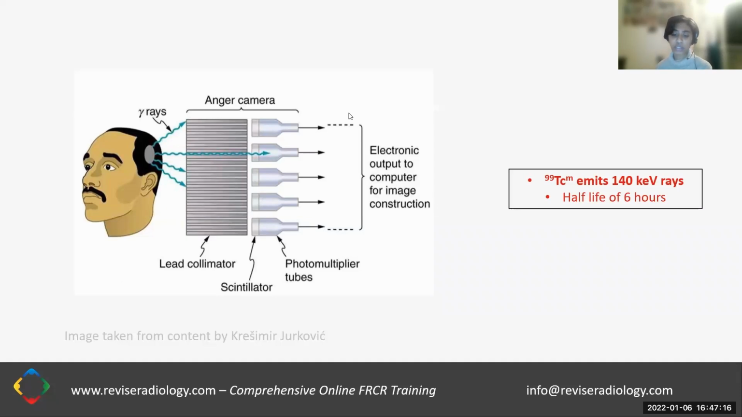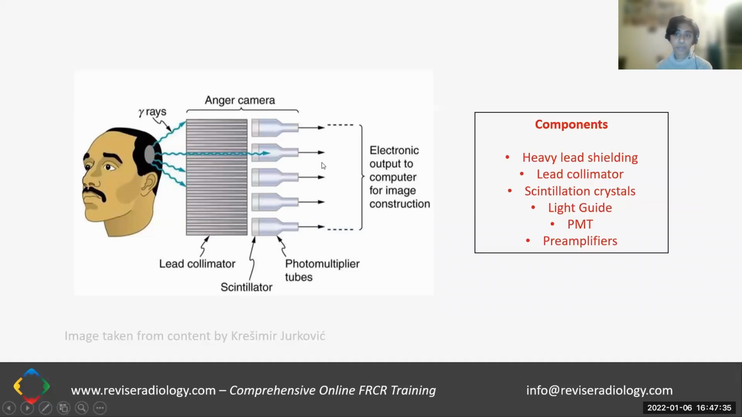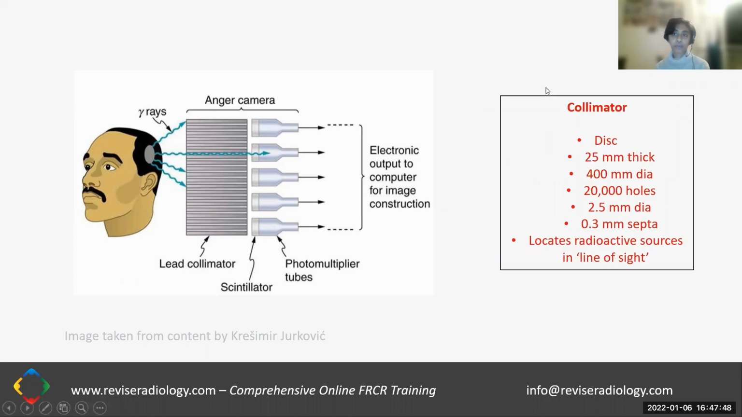Usually the radiopharmaceutical which is used for this type of imaging is the metastable isomer of technetium with atomic mass of 99. The energy which is produced here is 140 kiloelectron volts, and it has a half-life of around 6 hours. So the components that we're going to be looking at today are the lead shielding, the lead collimator, the scintillation crystals, the light guide, and the photomultiplier tubes. We won't be discussing the preamplifiers today.